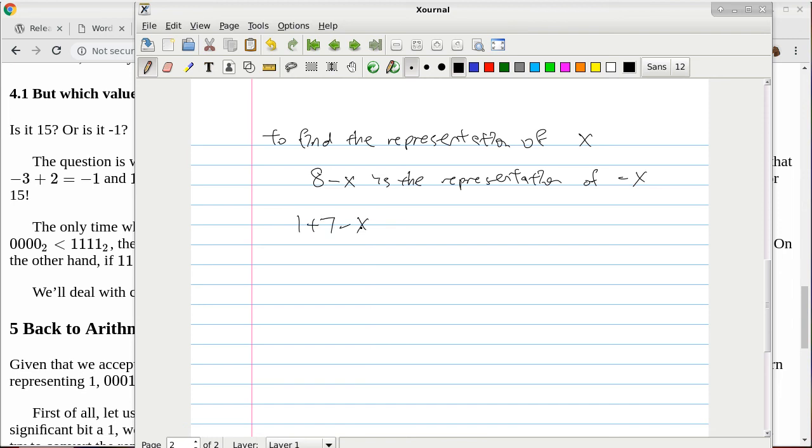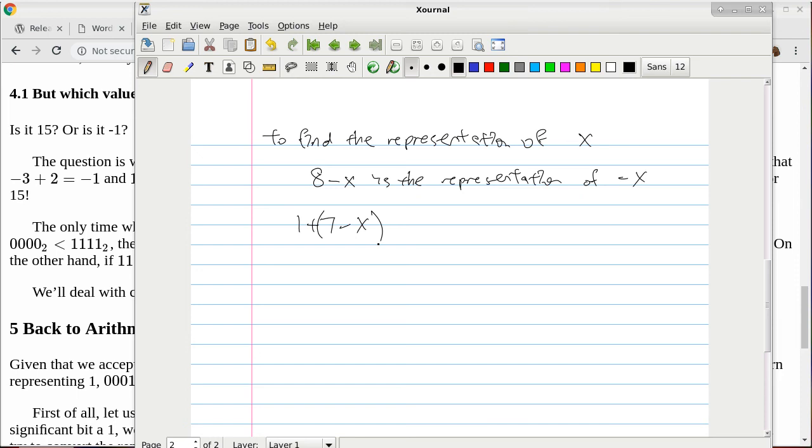Can you buy that? Yeah. 8 is 1 plus 7, right? Can I now do this first? Okay, that is cool. I look at this and go, but wait, that is a funny subtraction.